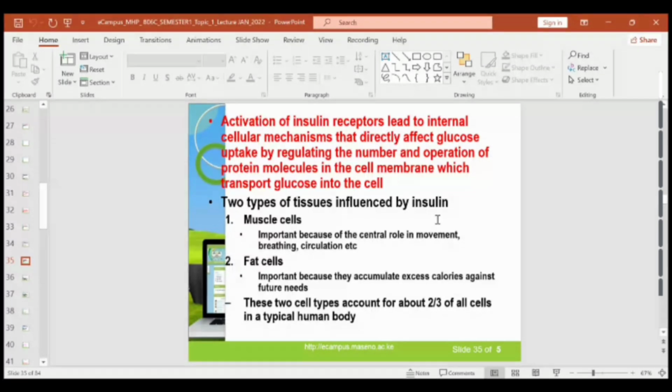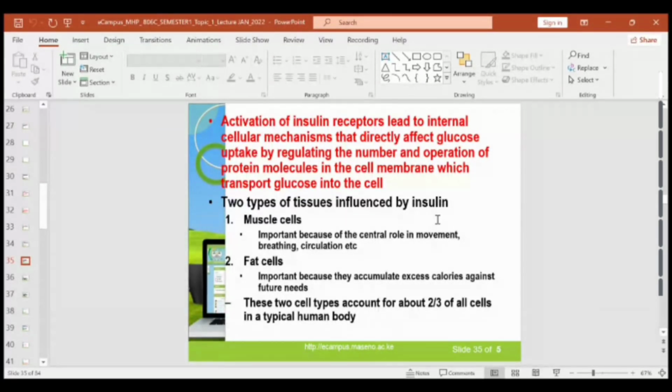Activation of insulin receptors will lead into the cellular mechanisms. And these are the processes that will later reduce the level of sugar in the blood. One of the processes, and you still remember that the type of transporter involved is glucose transporter type 2. And these type 2 transporters are found within the beta cells. So they act as our sensors for the amount of glucose available in the blood.